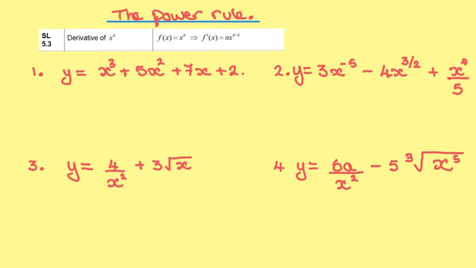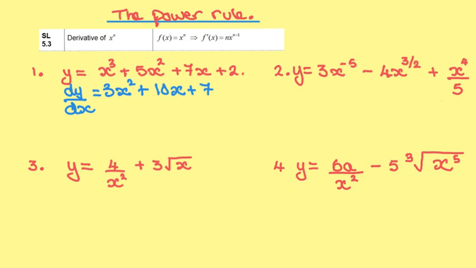So the first one, y is equal to x cubed plus 5x squared plus 7x plus 2. So the derivative, written as dy over dx, is equal to 3x squared plus 2 times 5 is 10, x to the power of 1 plus 7.